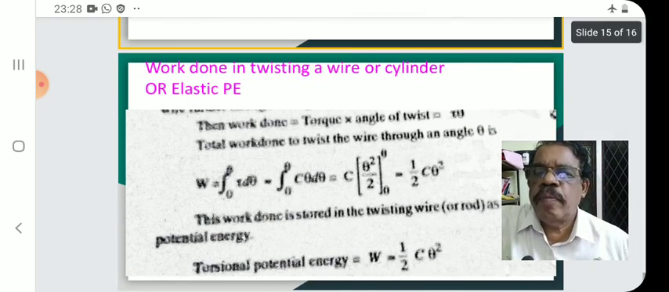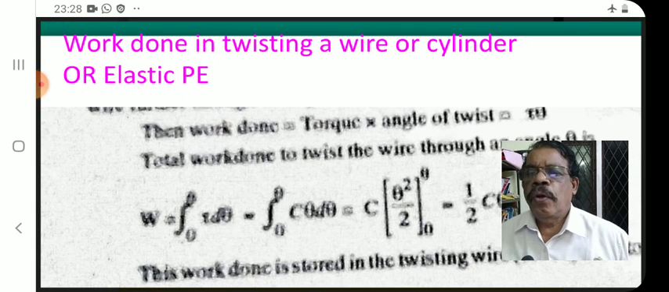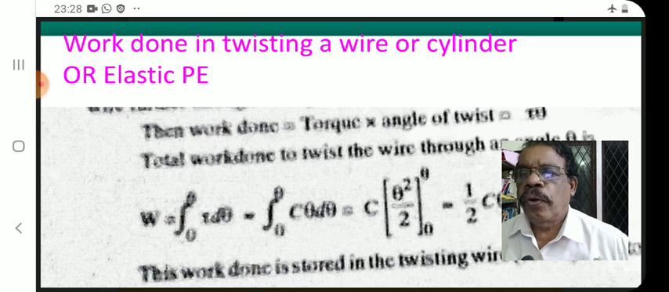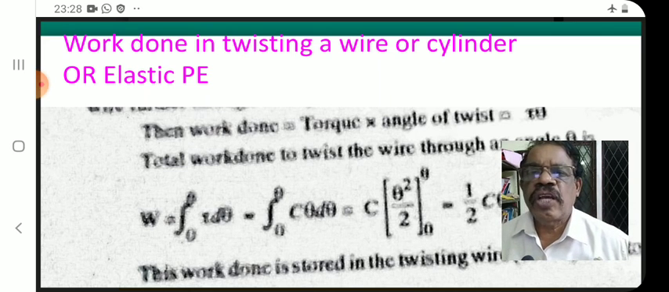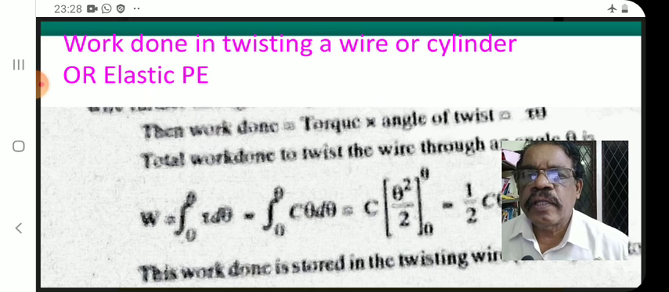And now comes a short answer question. Work done in twisting a wire or cylinder, or what is elastic potential energy? Work done in twisting a wire or cylinder, or elastic potential energy. You know, the work done in twisting is equal to torque into angle of twist.